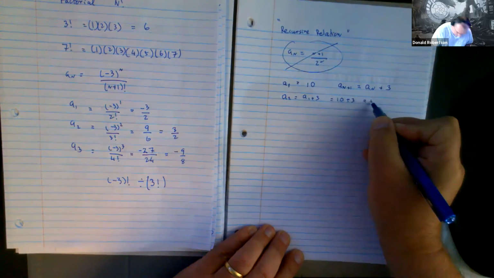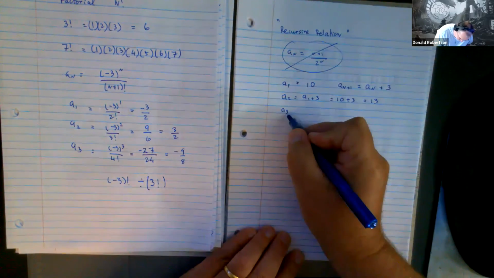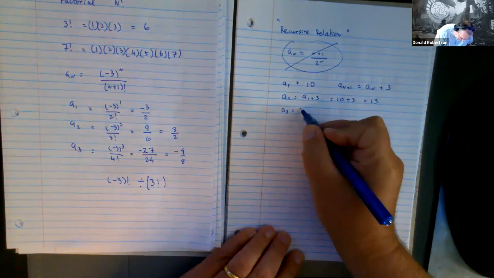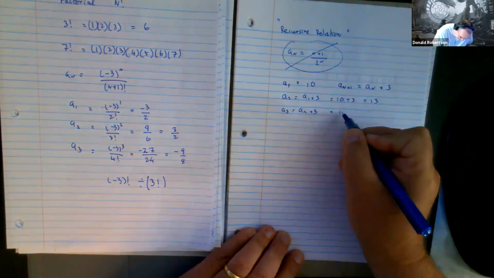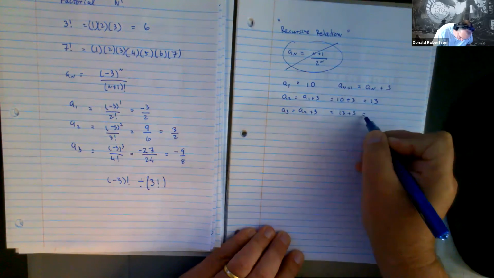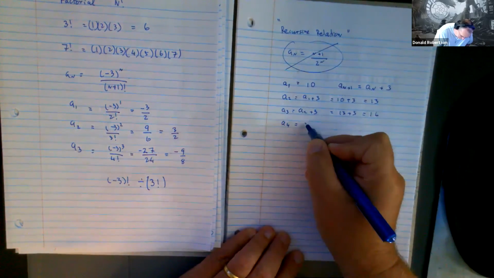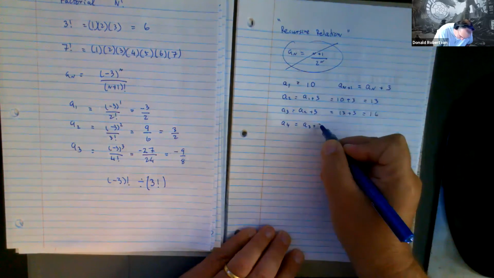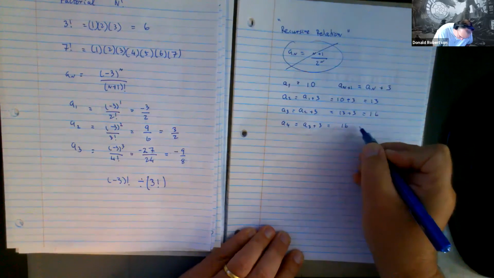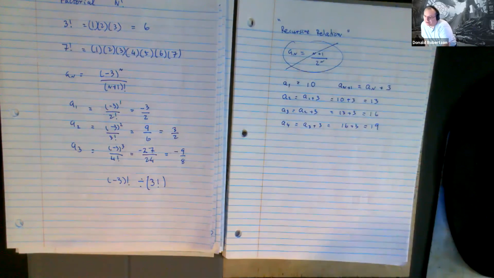It would be 13. If I wanted to know what A3 is, it would be A2 plus 3, 13 plus 3 equals 16. And one more. If I wanted to know what A4 is, it would be A3, the previous number, add 3, 16 add 3 equals 19. Do you see how this sequence is being generated?